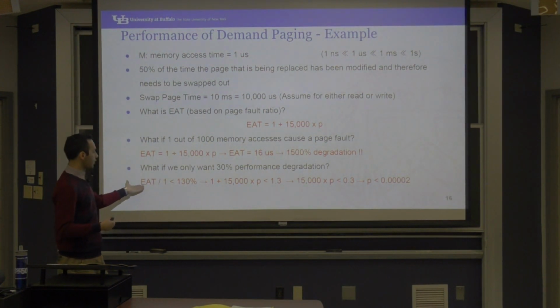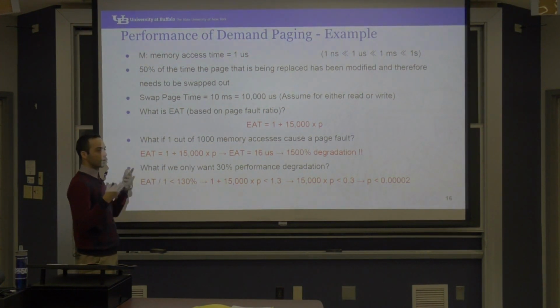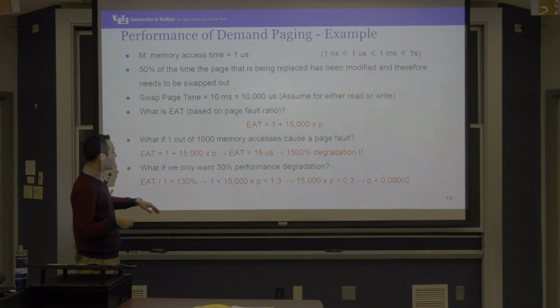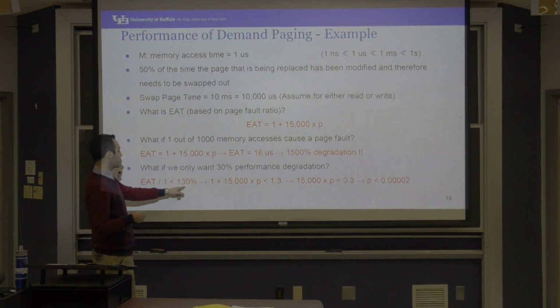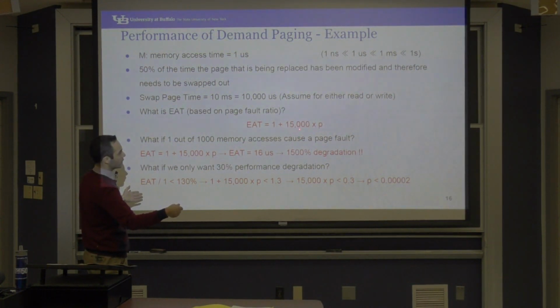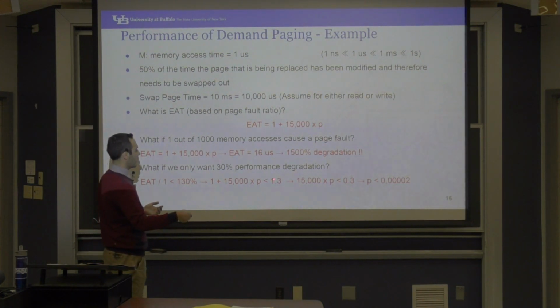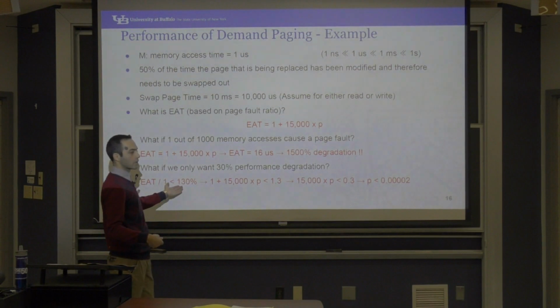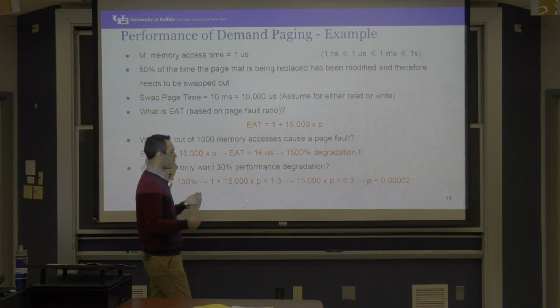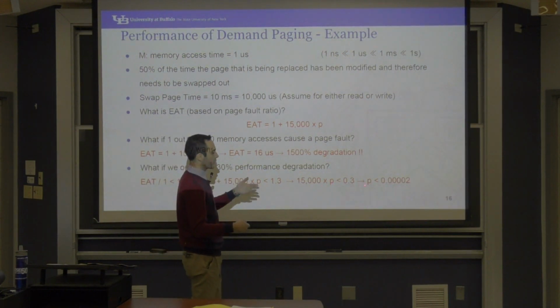So if the effective access time, for example, is 1, obviously it's impossible, but that's going to be 100%. If it's 2, then that's 200%, right? So we want 130%, so we start with this. The effective access time, we have it already here. So 1 plus this is less than or equal to 1.3. That's the 130%. Then you subtract 1 from both sides, and you bring this to the other side.